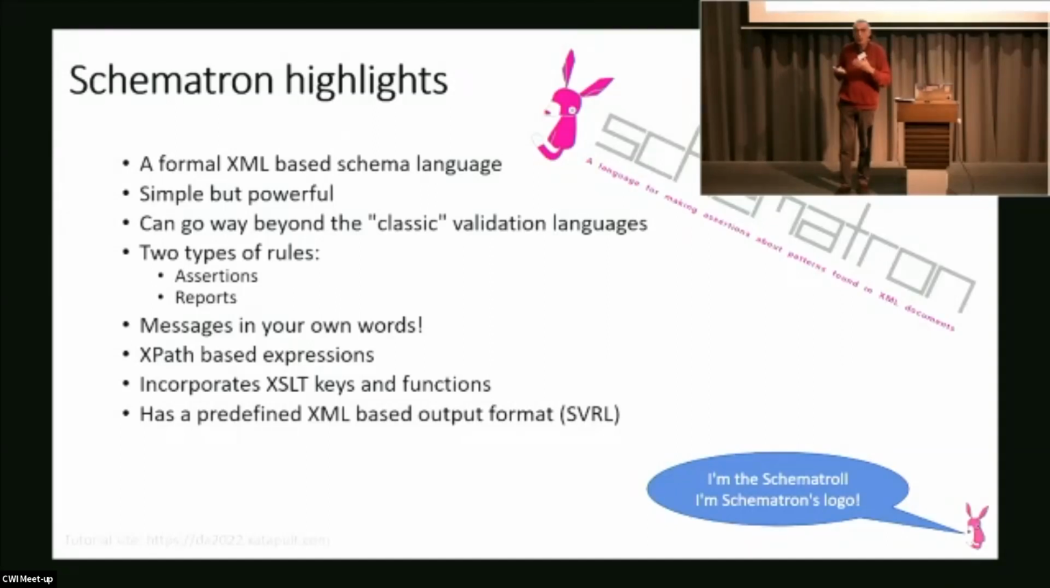Now in Oxygen, you won't see the SVRL, but if you use the raw processor from the command line, you will. And for instance, if you do it in a pipeline, like an XProc pipeline, you can take the SVRL and process it further.